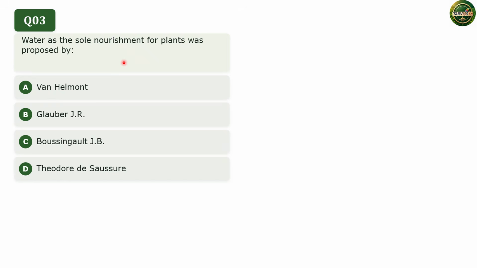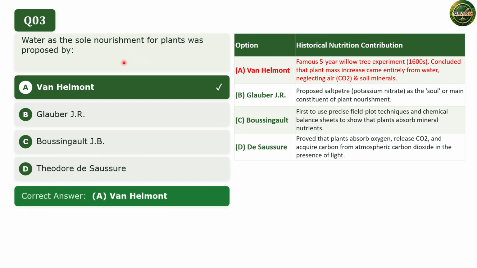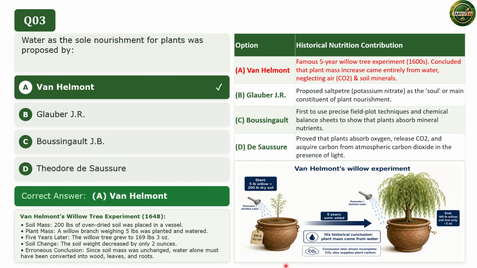The third question is, water as a sole nourishment for plants was proposed by? The correct answer is option E, Van Helmont. Van Helmont was a scientist and he did a small experiment. He planted a small willow in a known mass of dry soil and supplied only water. After 5 years, he observed that the tree had gained a large mass, while the soil mass had changed only very little. From this observation, he concluded that new plant material was only due to the water.